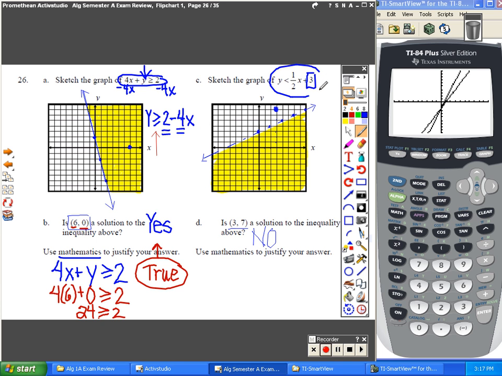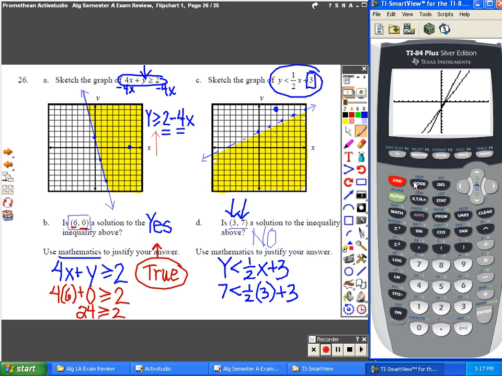So take your original equation, bring it down here. y is less than 1/2 times x plus 3. And you have to fill in their x value, 3, and their y value, 7. 7 goes where the y is. 3 goes where the x is. And now I'm just going to type this whole thing in the calculator. 1/2 multiplied by 3 plus 3. And I got 4.5.